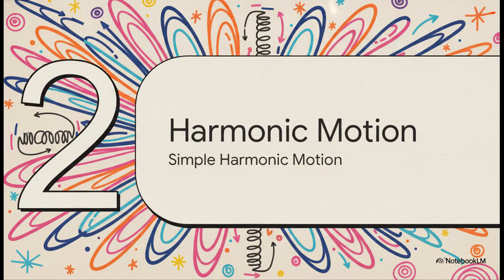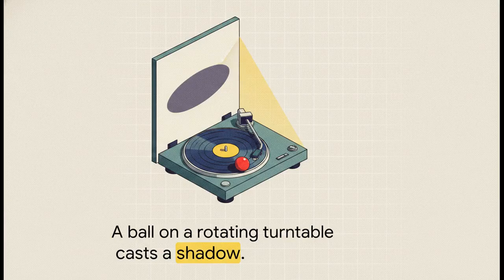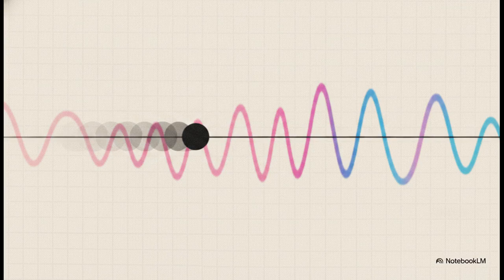So we've seen one burst of energy. Now let's look at continuous cycles in section 2, simple harmonic motion. To really get a feel for this, our source outlines a pretty brilliant thought experiment. Picture an old-school record player, just spinning round and round at a totally constant speed. Now attach a ball right to the very outer edge of that turntable. Next, imagine shining a light straight at it from the side, so the spinning ball casts a shadow onto a flat wall behind it. For a second, completely ignore the turntable and just focus on that shadow. Check out what that shadow is actually doing.